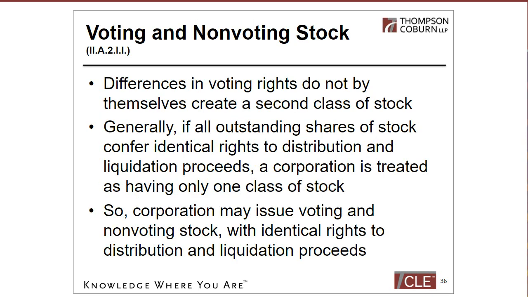Now, if you have stock, differences in voting rights do not by themselves create a second class of stock. So if you have identical rights to distribution and liquidation proceeds, that's all that really counts. So you can issue voting and non-voting stock with identical rights to distribution and liquidation proceeds. And in a prior webinar, I mentioned that for purposes of Code Section 2036 issues, I would rather have a corporation that's a state law corporation make the S election than have an LLC make an S election. So you can go back to prior newsletters for that.